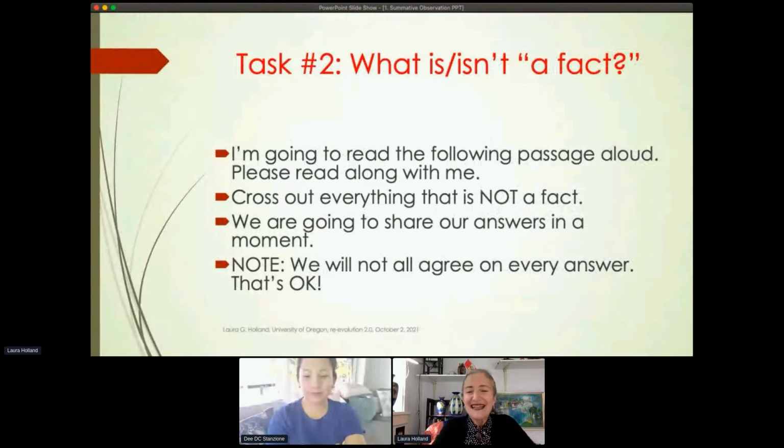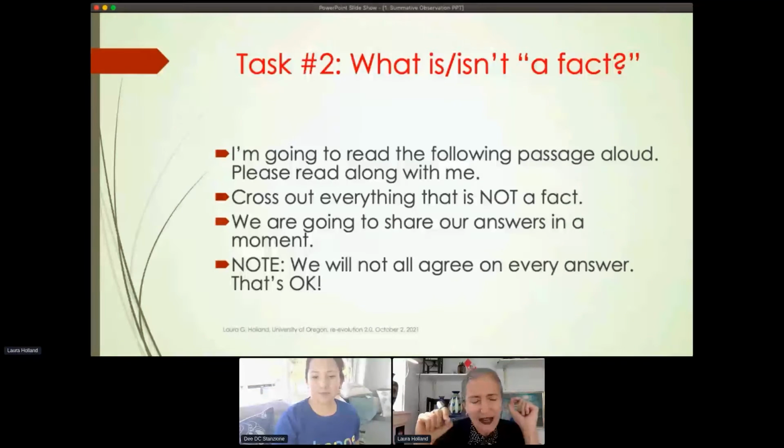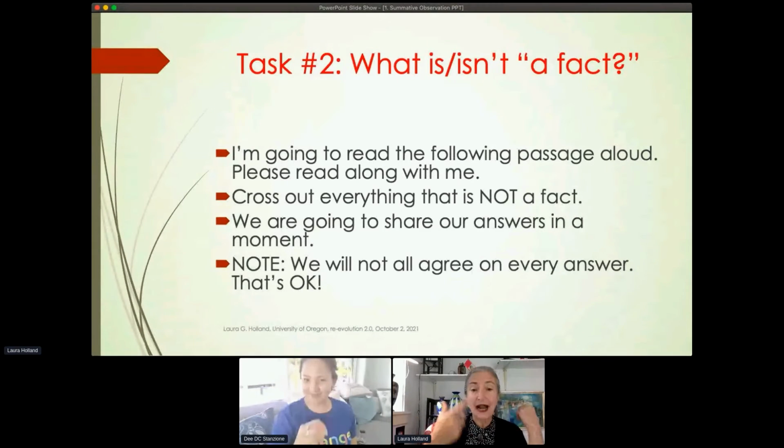All right, now let's take a peek at my second task. What is and isn't a fact? This activity is going to take a little bit longer because we're going to kind of get into it together and workshop this together. So I'm going to read a passage aloud to you. I have it on the next slide. It's in kind of small print, so I apologize for that, but I will read it out loud to you, and I'm going to ask you to just follow along with it and read.